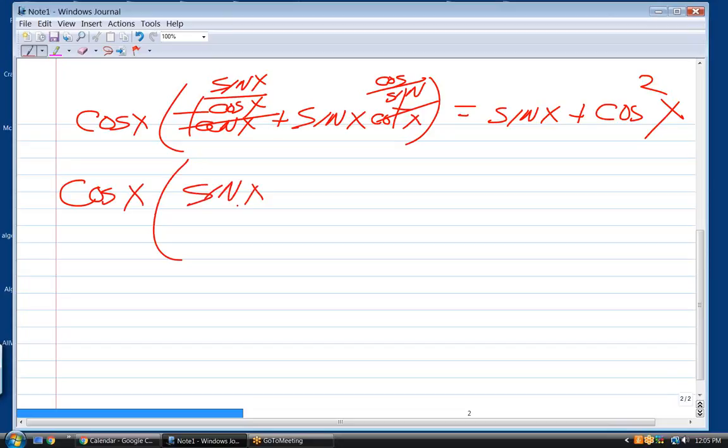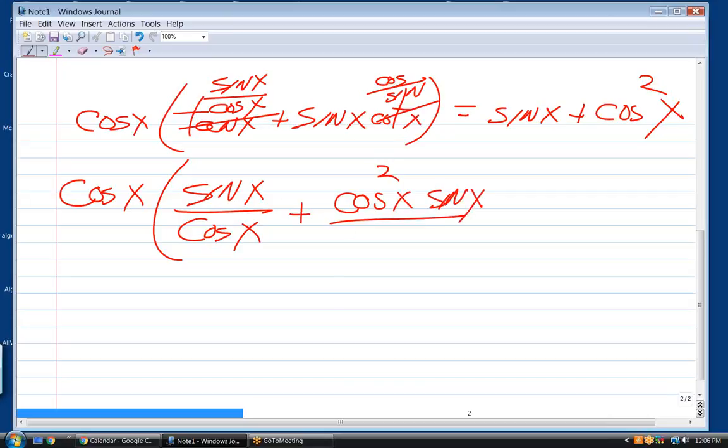Now, a lot of times doing these verifying is not so much knowing your identities as much as the technique you use. Okay, so that's what we have after we substitute for tangent and cotangent. Now, instead of finding a common denominator, let's multiply. Let's distribute this. What does that leave us with?